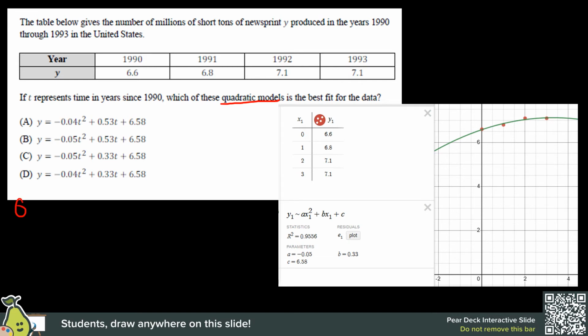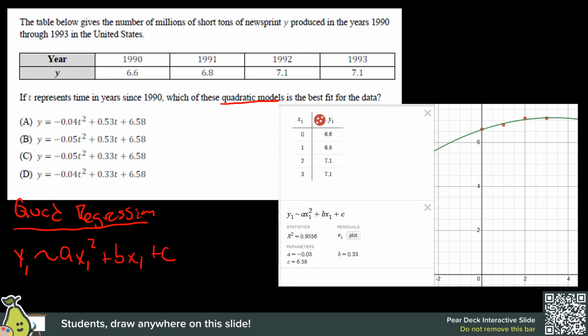So quadratic regression, I'm going to put quad regression. For quadratic regression, you need to use the equation y1 tilde a x1 squared plus b x1 plus c. And we put in these tables. The table matches exactly, this is my x and this is my y.